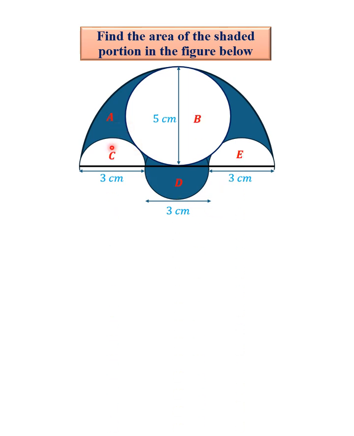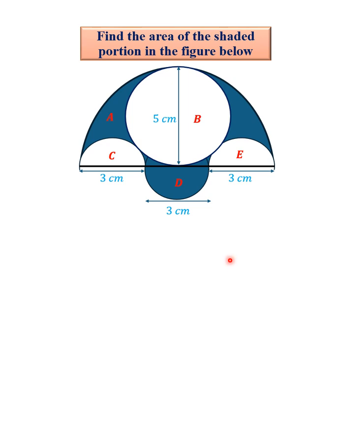We have A to represent this big semicircle, B to represent this circle of diameter 5 centimeter, and C, D, E are small semicircles, each of diameter 3 centimeter. Now, we know that this figure is comprised of just two shapes, a circle and several different sizes of semicircles. So if we know the area of a circle and the area of a semicircle, we can apply it and find whatever it is we're looking for.